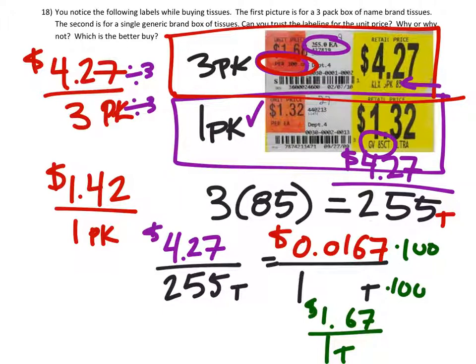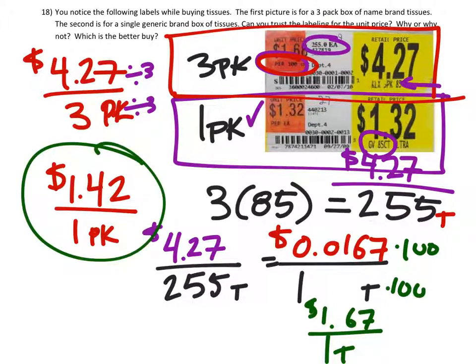So was their labeling accurate? It was accurate. The problem is that we're comparing two different things, so we've got to make sure that we're comparing the same thing. And that's what we did to start out with, by the way. We got 1.42 per pack, and then up here 1.32 per pack, and they all had the same amount of tissues in them anyway.